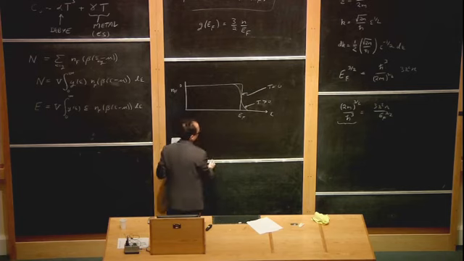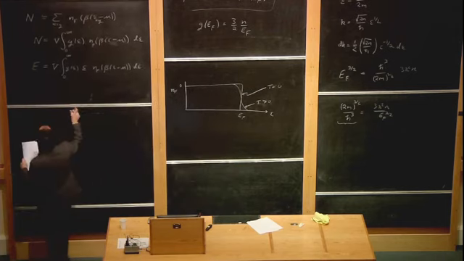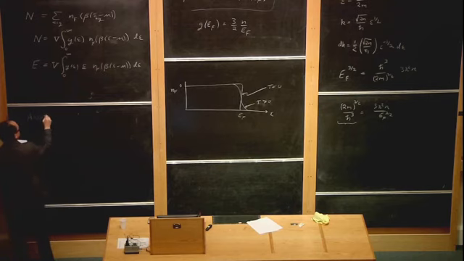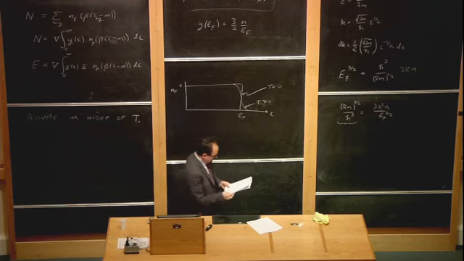So we're going to make this assumption. Where do I write it? Maybe here. Assume mu is independent of T. It's not quite right, but it's not too bad an approximation.